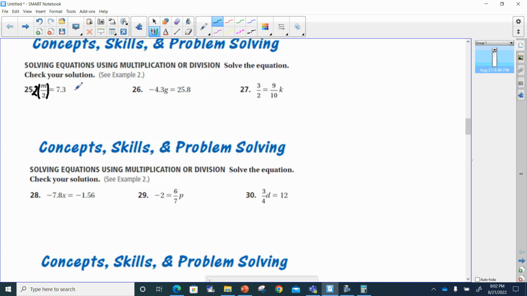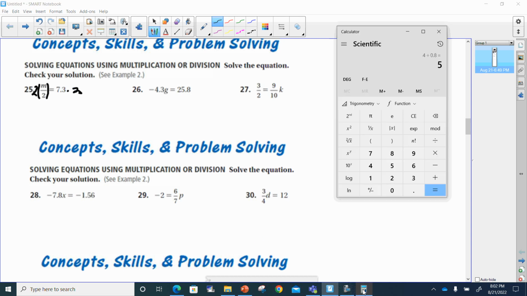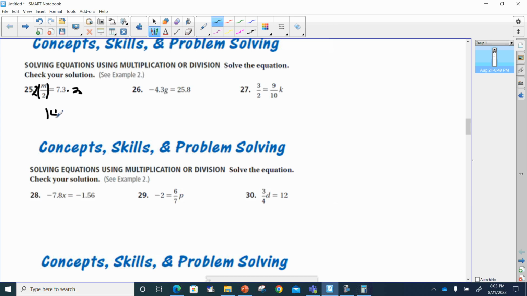Pen is just acting up. All right. And now I have 7.3 times 2. I want to make sure I get this right. 7.3 times 2 is going to give us 14.6. And that means m, remember I multiplied by 2 and divided by 2, that got m by itself. So m must equal 14.6.